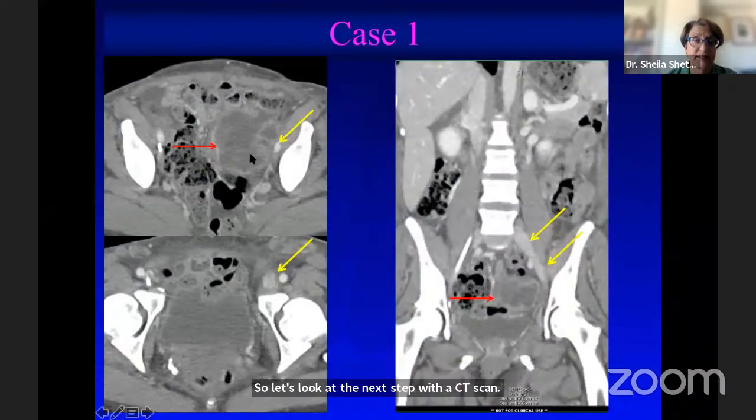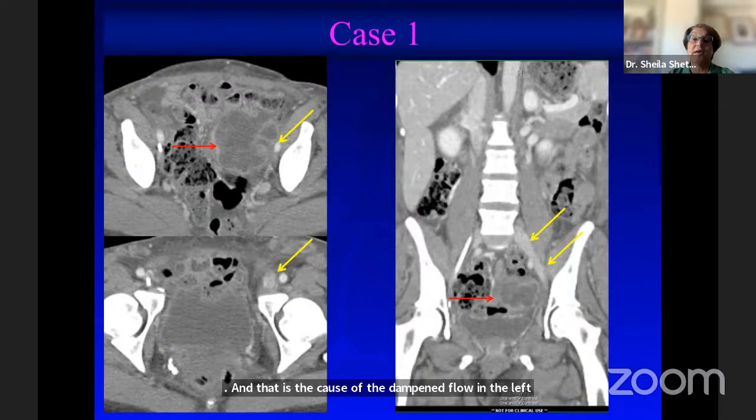And here you can see on the axial images as well as the coronal images that the vein itself is patent, maybe a little compressed, but what is really important, this patient has a necrotic mass in the left pelvic sidewall compressing the external iliac vein, and that is the cause of the dampened flow in the left external iliac vein. So in this particular case, if we hadn't paid attention to this dampened flow, we could potentially have sent the patient home because we did not see a DVT.